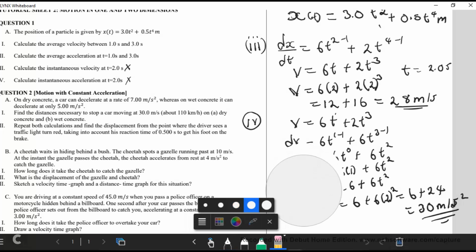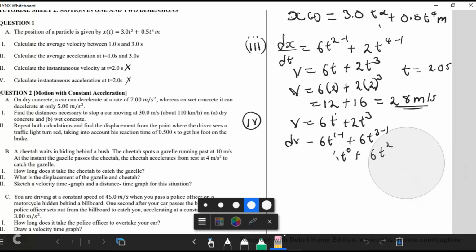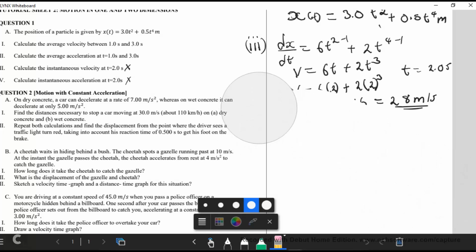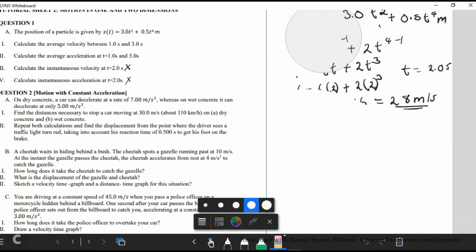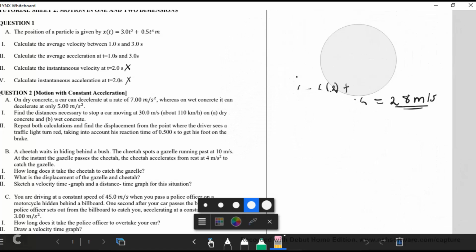Let's go on to question 2 now. Remember the one that we were doing, we were just doing question 1. Now let's go on to question 2.